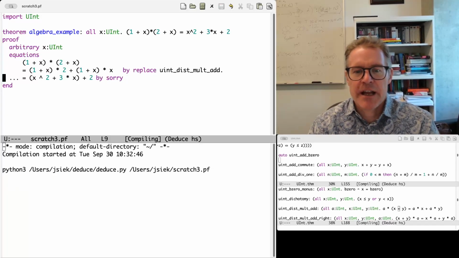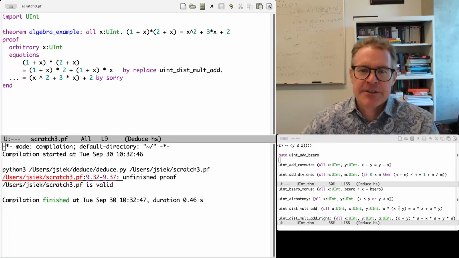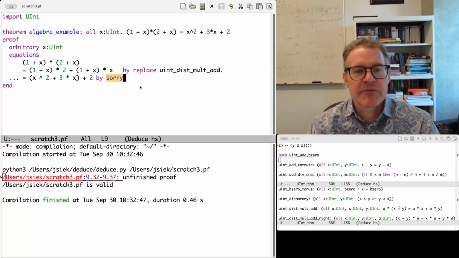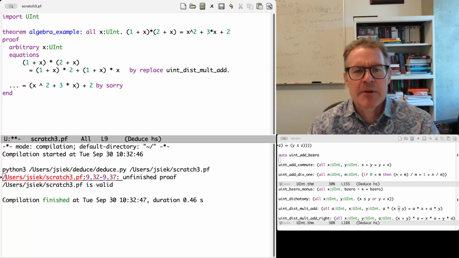Okay, so let's go ahead and ask Deduce to check this. It was happy with this first step, and then now it's just saying that the rest is unfinished. Okay, so now we can keep going like this.